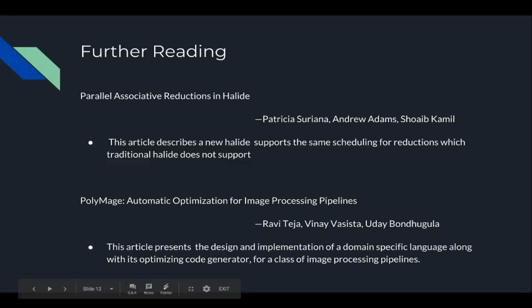We read 2 further articles about Halide. First one, parallel associative reductions in Halide. This article describes a new Halide that supports the same scheduling for reductions, which traditional Halide doesn't support. Second one, PolyMage, automatic optimization for image processing pipelines. This article presents the design and implementation of a domain-specific language along with its optimizing code generator for a class of image processing pipelines.